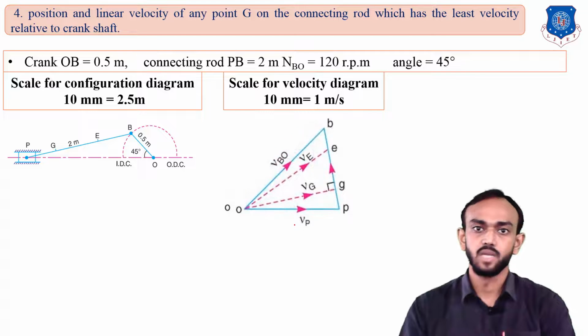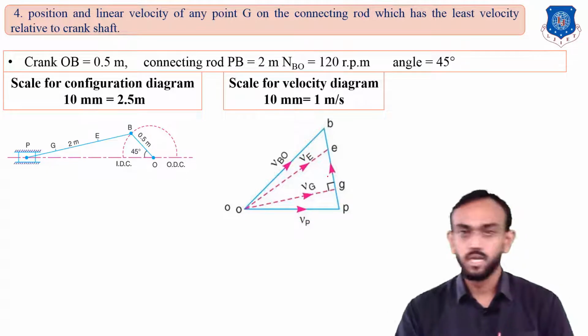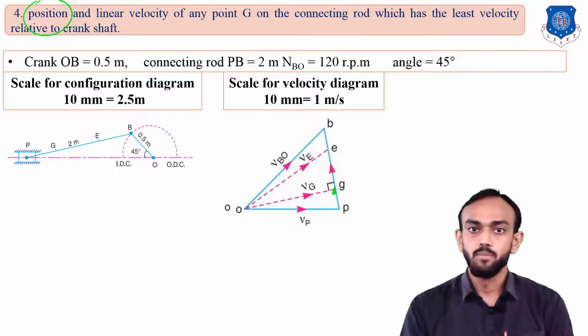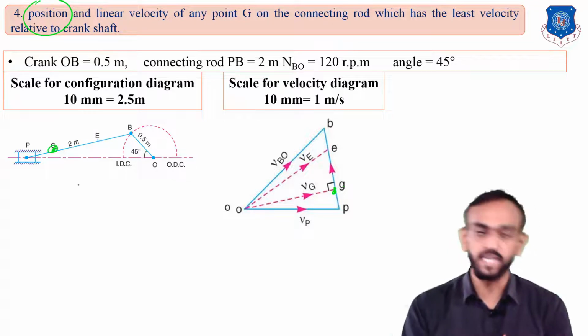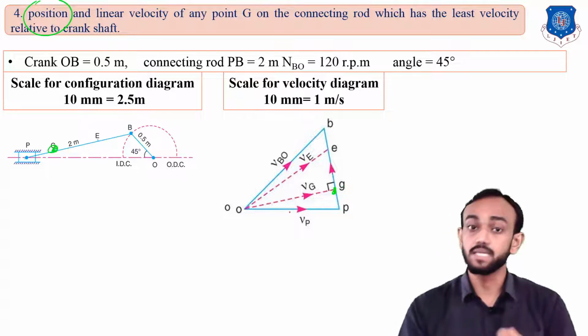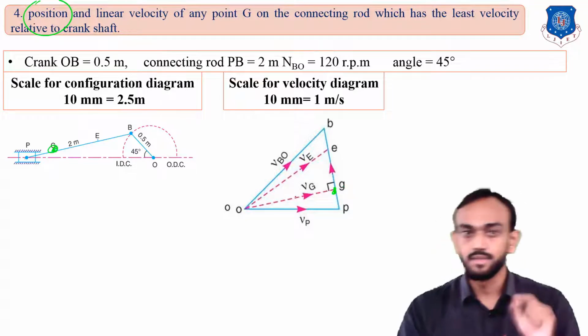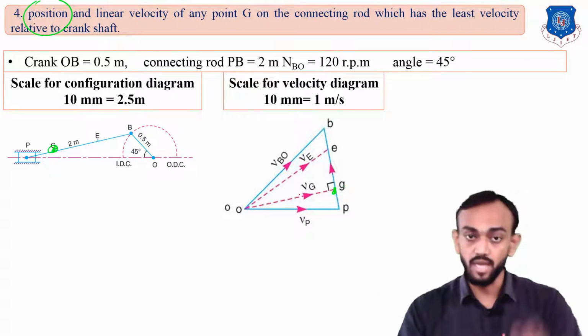let's check this. So in this case, you will first find the position of this G point on the velocity diagram. Second, position means we have to find this G point on the actual connecting rod also. How will you find this position of G on the connecting rod? We have found the least velocity. Whenever we are discussing any point on a link, we use rule number 4 for the velocity of any point on a link.